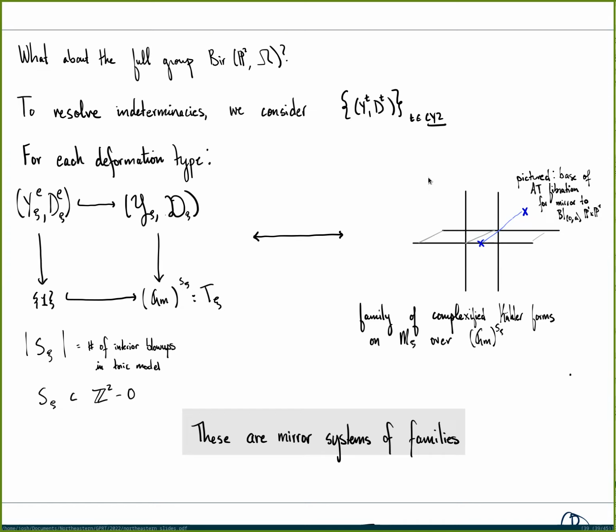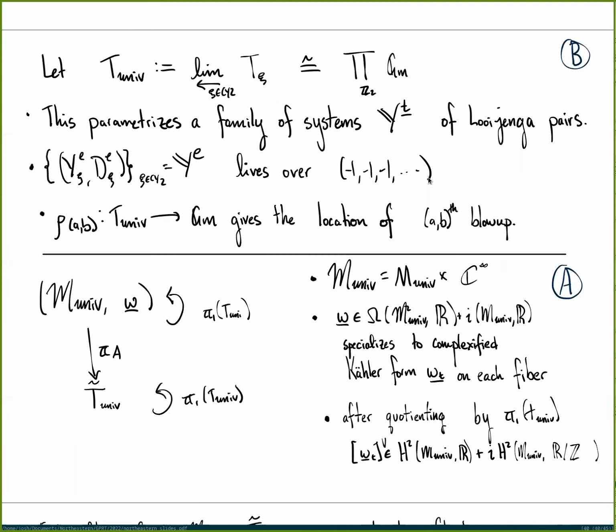It's infinite dimensional, and it's like C to the D2 minus 0. I'm just saying that because that's corresponding to the set of all interior blowup points. So you would have to figure out how to put some kind of symplectic forms on that. But then what you end up with is some mirror systems of families.